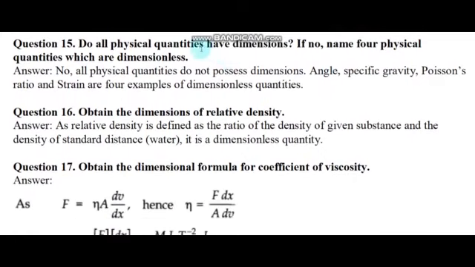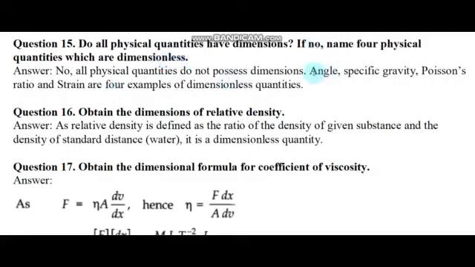Do all the physical quantities have same dimensions? If no, name 4 physical quantities which are dimensionless. Will all physical quantities have the same dimensions? Definitely not. Acceleration has its own dimensions, force has its own dimensions, velocity has its own dimensions. So all the physical quantities do not have the same dimensions. Now, which physical quantity has no dimension? The question asks for dimensionless quantities.